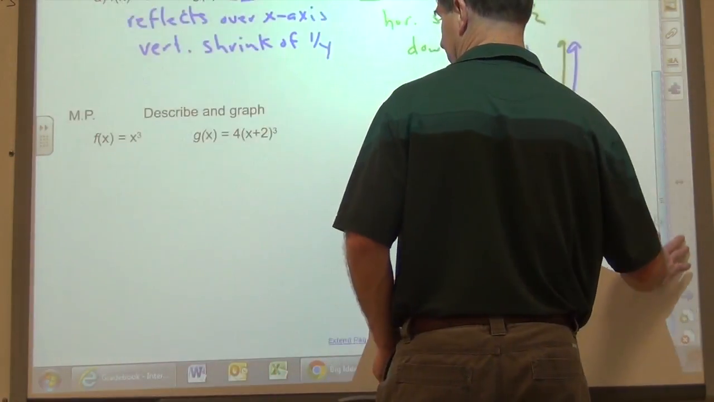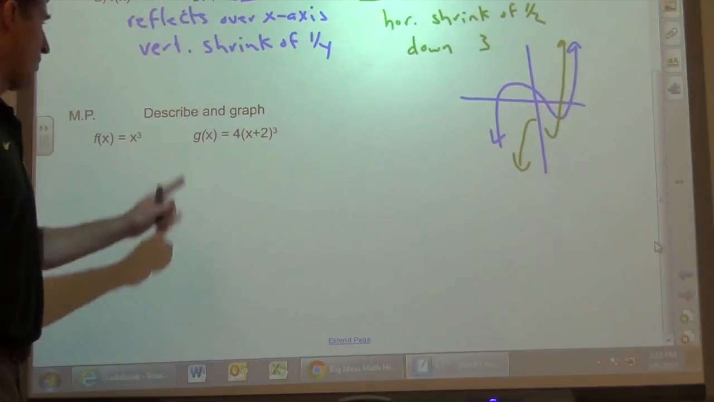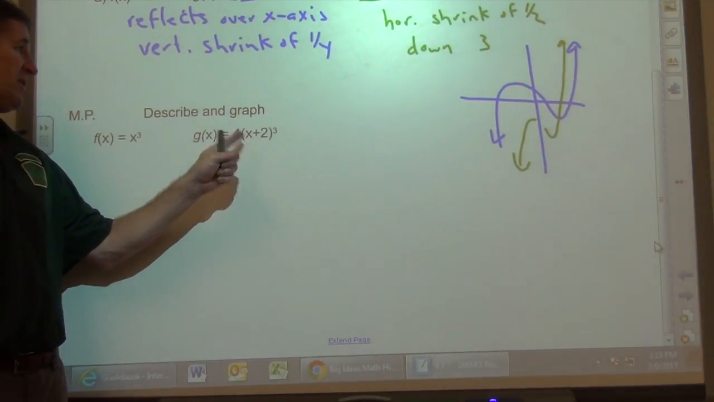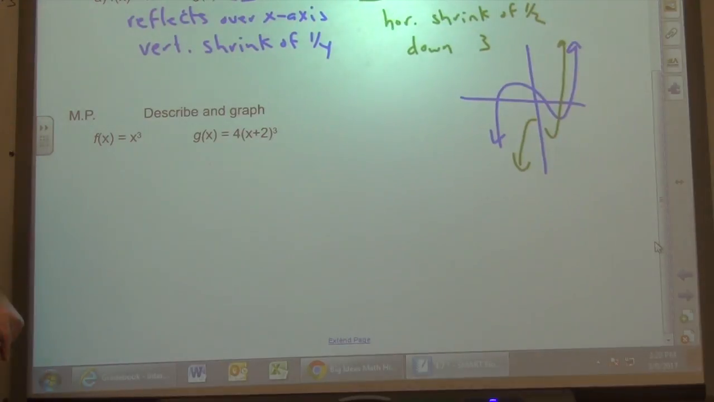So, again, don't worry about graphing this. Let's just describe the transformation. Okay, so try it, come back, check it out.